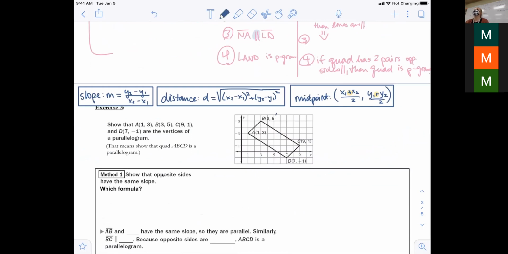All right, is everybody with me? I'm feeling ignored. With me? Okay. Any questions so far? Okay, we're going to solve 4 different ways to show that this is a parallelogram. Normally we'd solve one way and be done, but we're going to do all 4 ways.